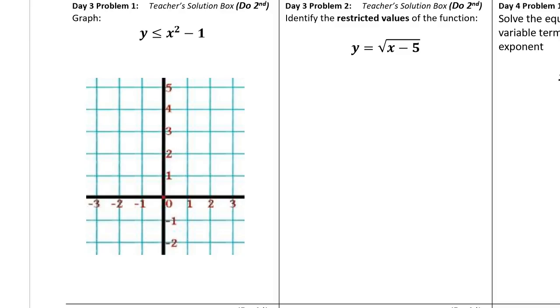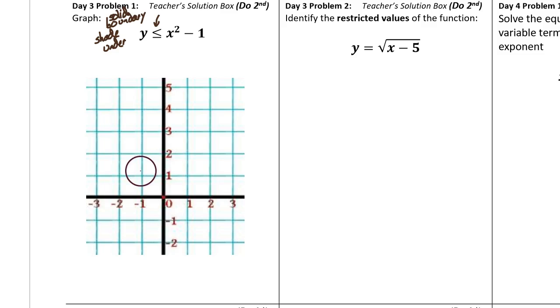Here's the answer for day 3, problem 1. Graph this inequality. As soon as I see this, it makes me think of a boundary line and shading. This is a less than symbol, so that's going to be shade under. Because of that little line underneath the arrow, that's a solid boundary line, not a dashed boundary line. So I know those two things going into the problem.